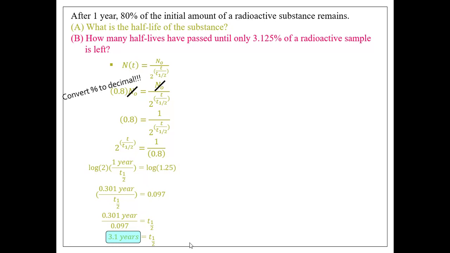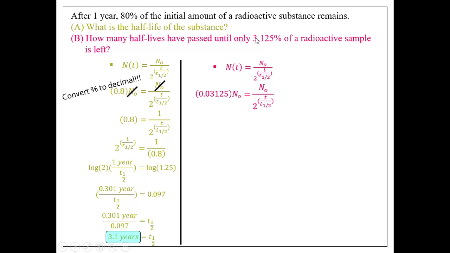Now let's do part B. I'll show you how to do part B a couple of different ways. Hopefully you like the second strategy better, but the first one is quote unquote formal. It says how many half-lives have passed until only 3.125% is left over. So I'm going to start with the same starting point here, and the only difference is I'm going to convert 3.125% once again into decimal just by dividing by 100. Dividing by 100 shifts the decimal place 2 spaces to the left, so the percent is now 0.03125 of the original amount. The original amount cancels out.